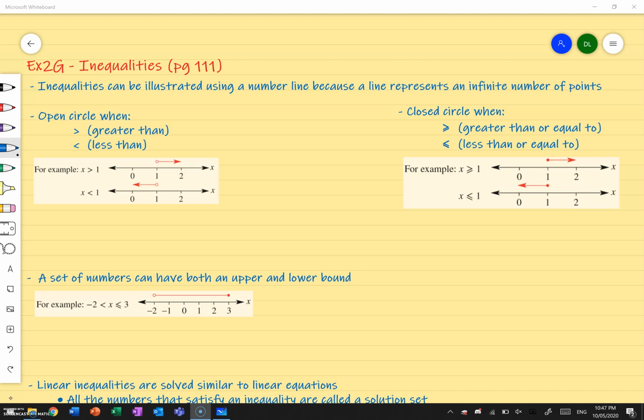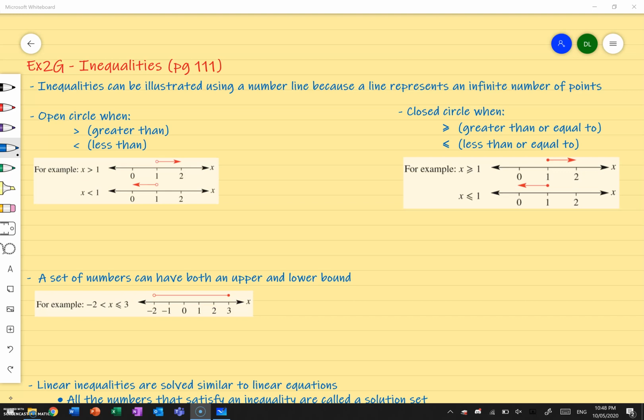Hey, this is exercise 2G, which is on inequalities and is on page 111 of your textbook. So, hopefully you guys are feeling okay with solving equations with the different variables like x and y, because if not, please do go back and revise those. They are the basis of what we will be studying over the next couple of weeks.